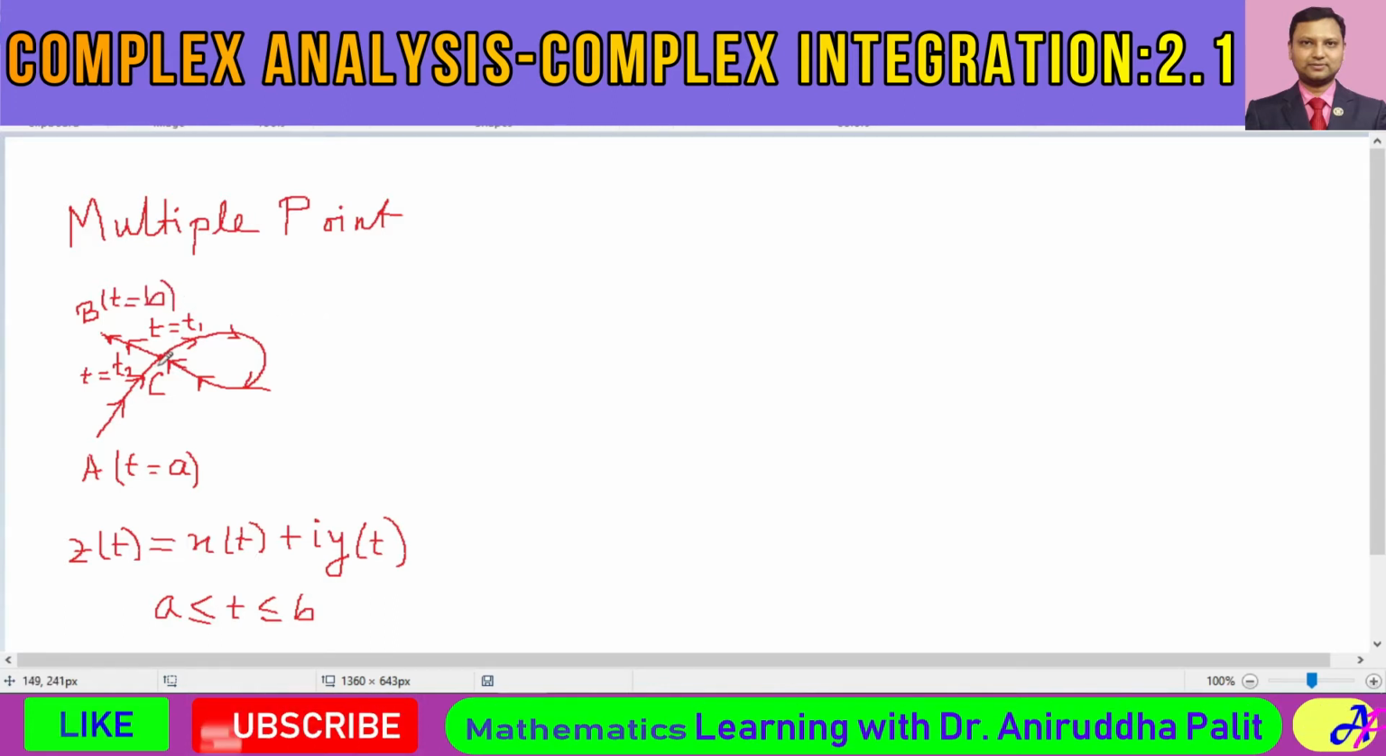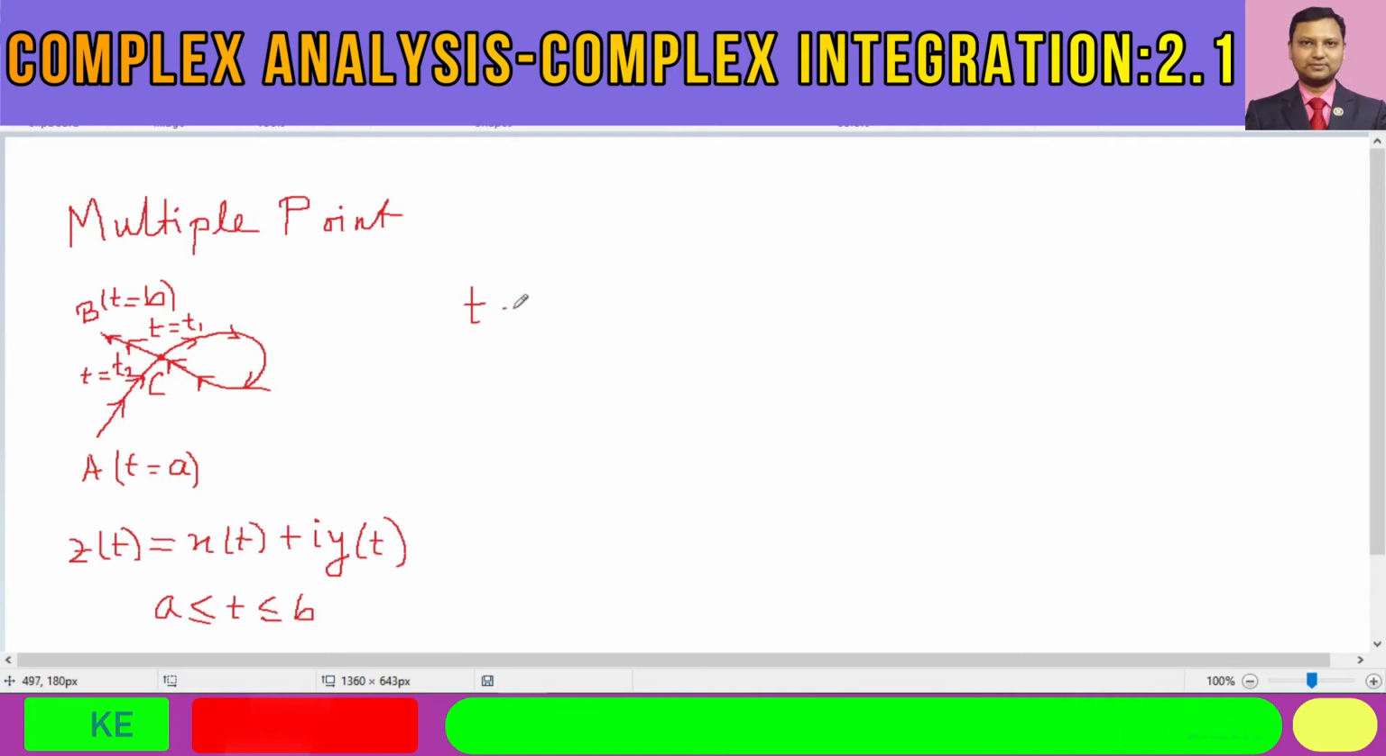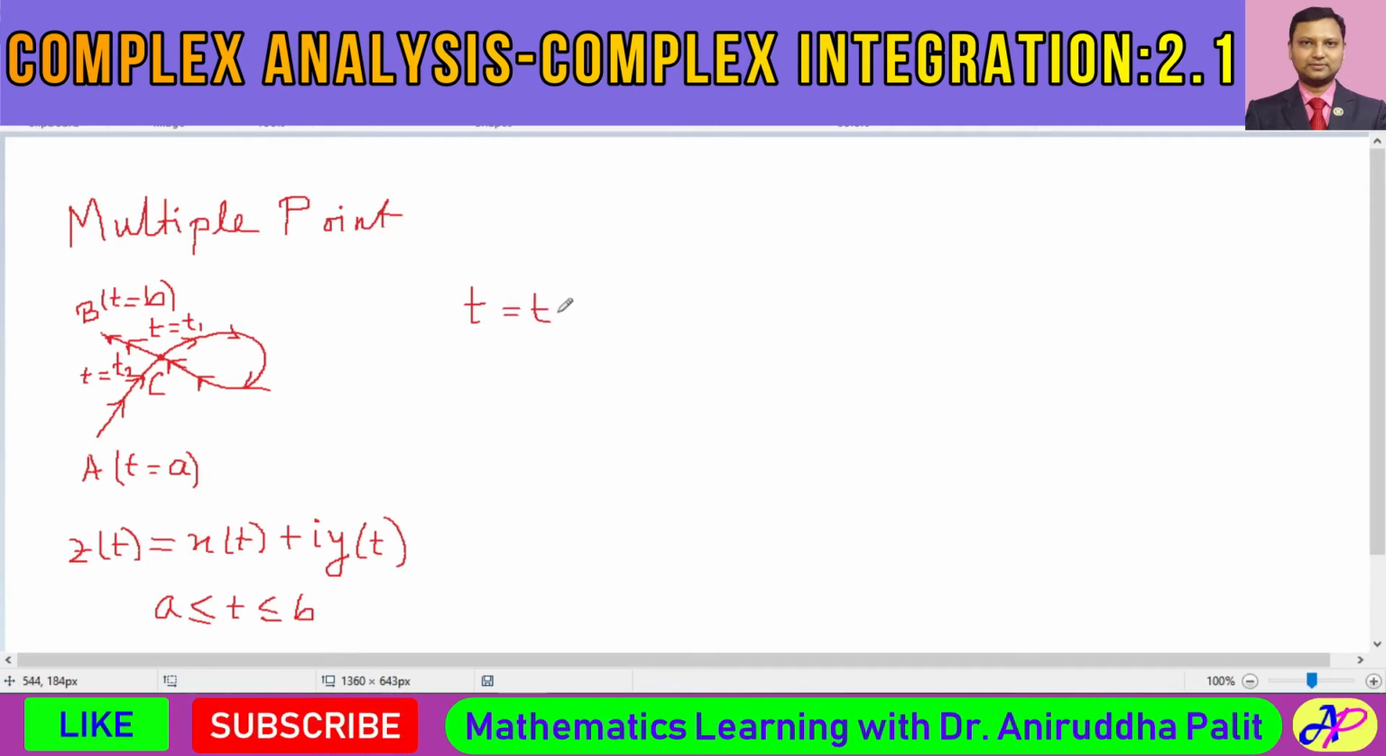So what we observe over here is that at t equal to t1, the point lies on the point C.